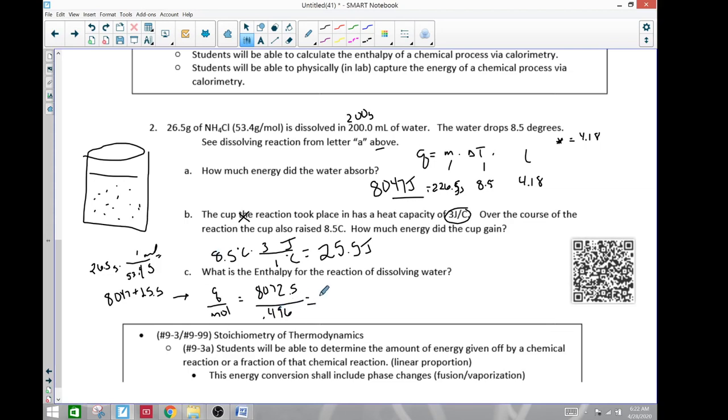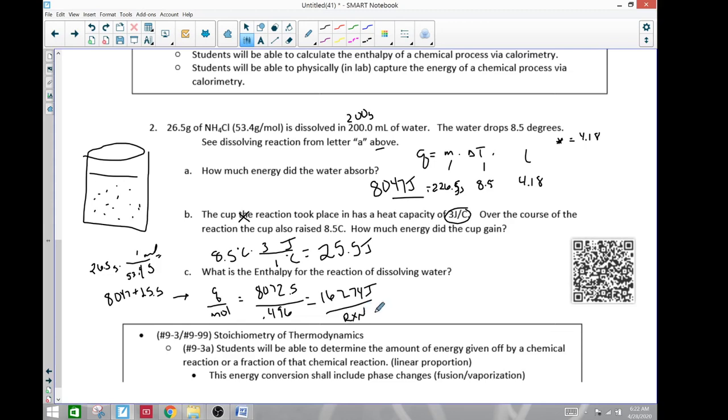All right, divide them up. We've got 8,072 divided by 0.496 equals, here we go, 16,274 joules. So that's 274 joules per reaction cycle.